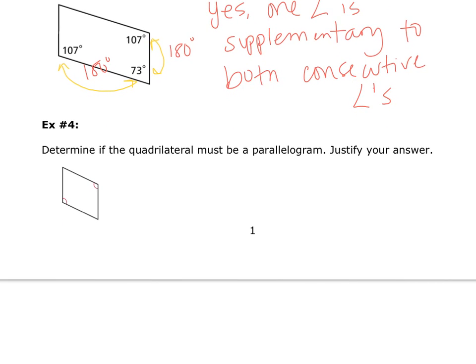Okay, I would like you to take a look at number 4. Go ahead and pause the video, and I want you to decide if it's a parallelogram, and if it is, I want you to write down which theorem you can link it to.